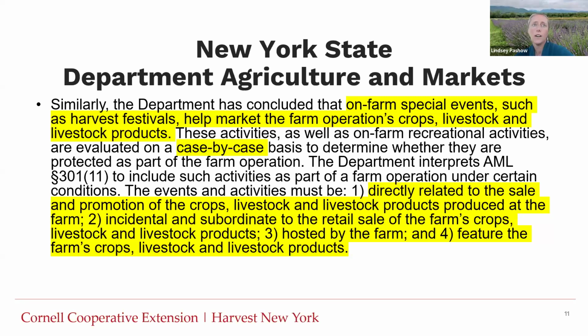The thing with determining what is an agritourism operation, it really gets down to this definition: events and activities must be directly related to the sales or promotion of the crops, livestock, or livestock products produced at the farm, incidental and subordinate to the retail sales of the farm's crops, livestock, and livestock products, hosted by the farm, and featuring the farm's crops, livestock, and livestock products. So it's all really getting down to the sales and marketing of that farm product.